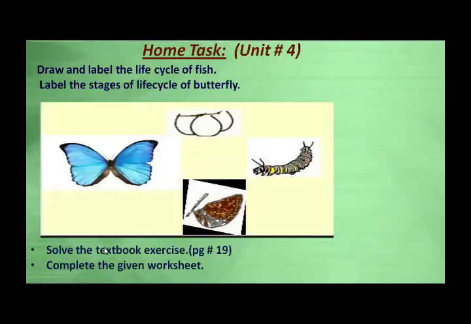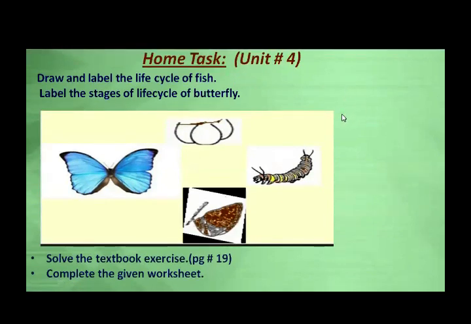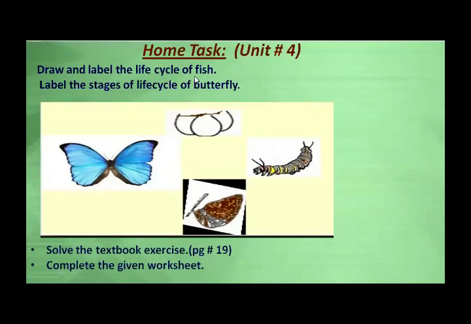So beta, this is the home task of unit number 4. Those students who missed the home task of unit number 4, take a screenshot. Draw and label the life cycle of fish. Beta, I have shared how to draw a fish. And label the stages of the life cycle of a butterfly. What will you do?